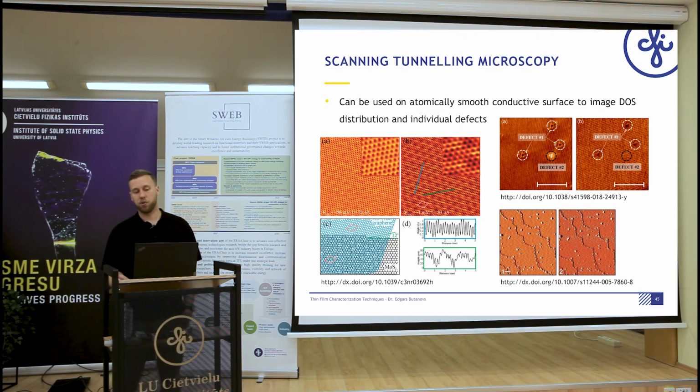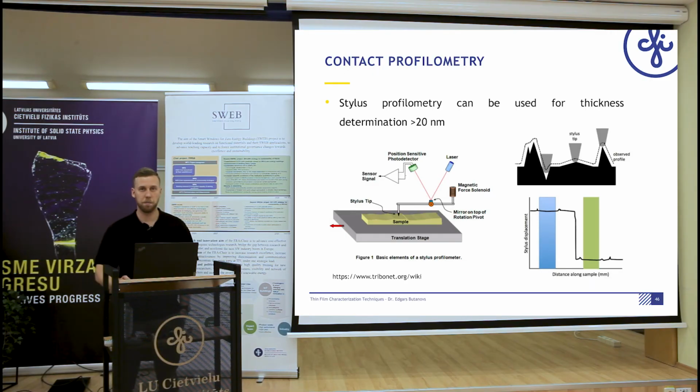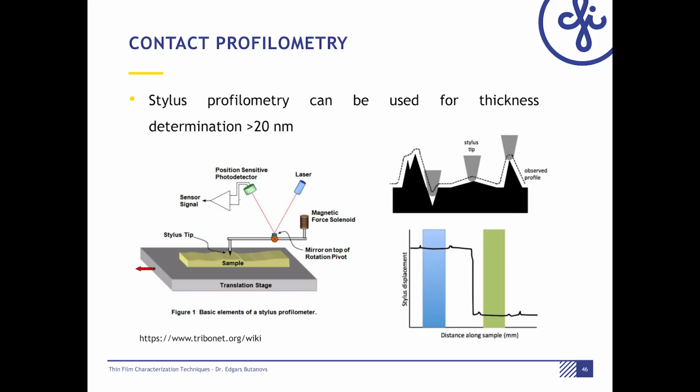So it can be used to characterize atomically smooth and conductive surfaces, to image density of states distribution. And that gives us information, for instance, on some specific point defects, some terraces, and atomically sharp defects. So this is typically used for very high quality material or for some fundamental studies of different materials and their defects. For simple cases, for thickness measurements, we can use contact profilometry.